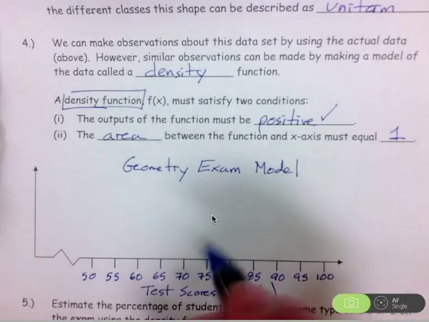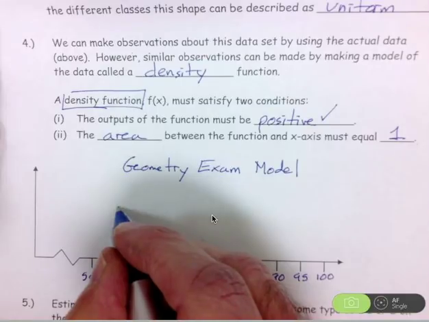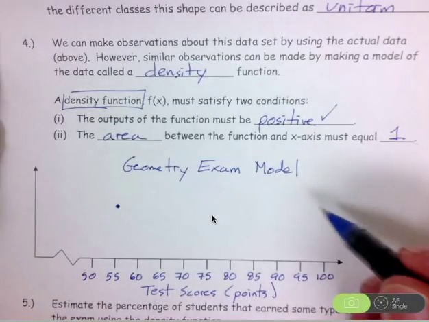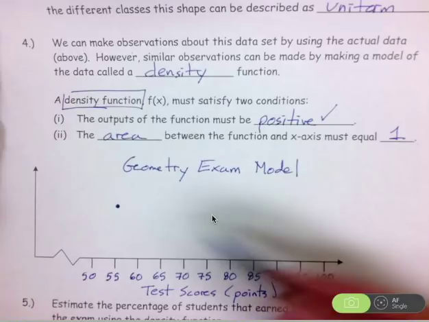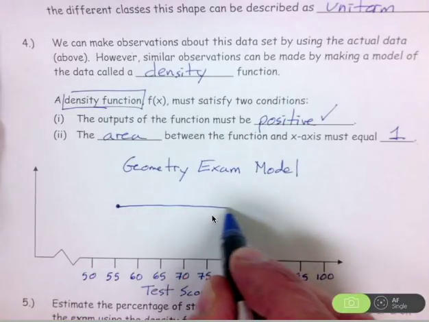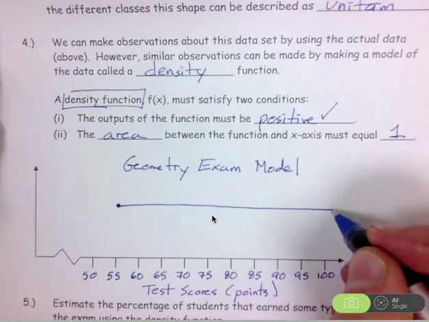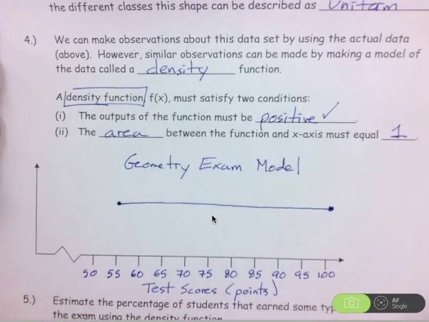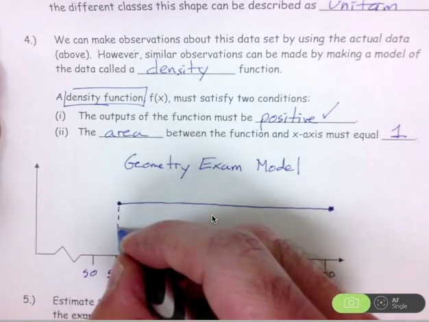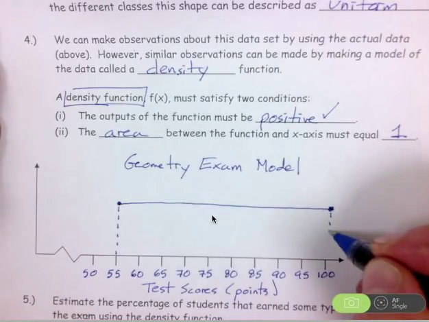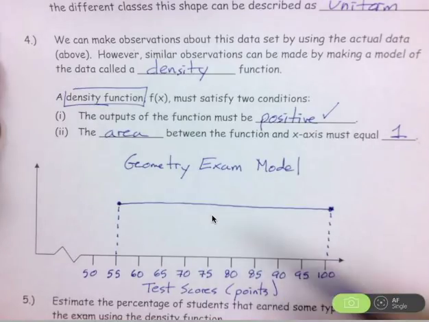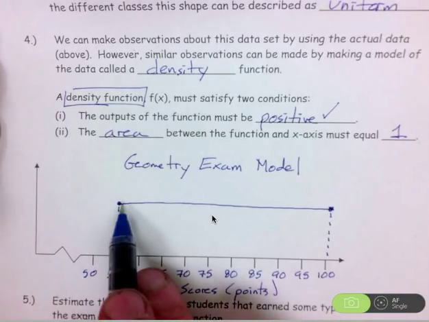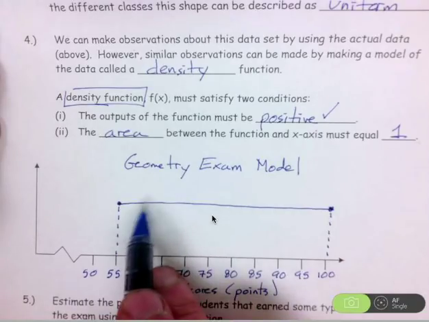So I claim the lowest score is 55, so I'll put my lower boundary there for my line segment. The highest score is 100, so literally I'm just going to draw a simple line segment up to 100, and that's the density function. I know this seems overly simple, but that's what makes this really so elegant. So our lowest score is at 55. The highest score is at 100. And this is a density function because all of the y values on this horizontal line are positive.